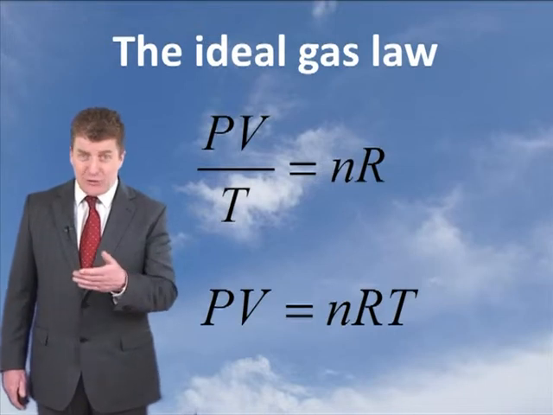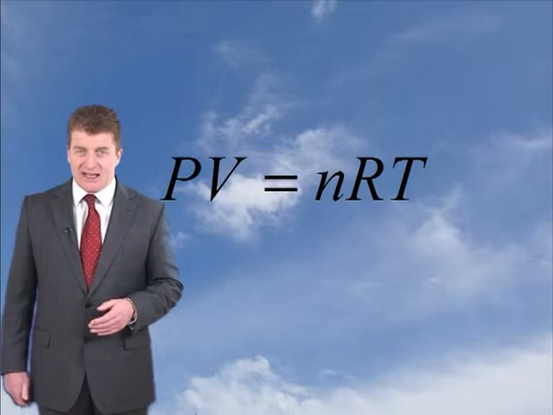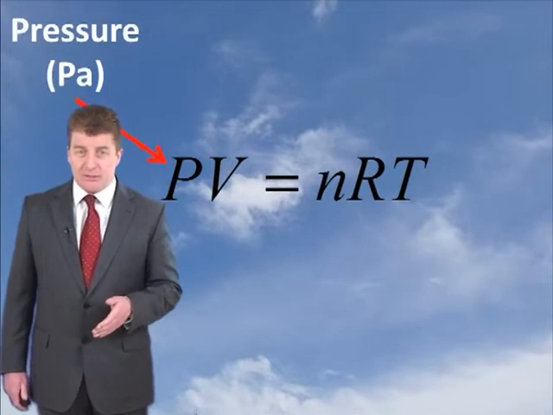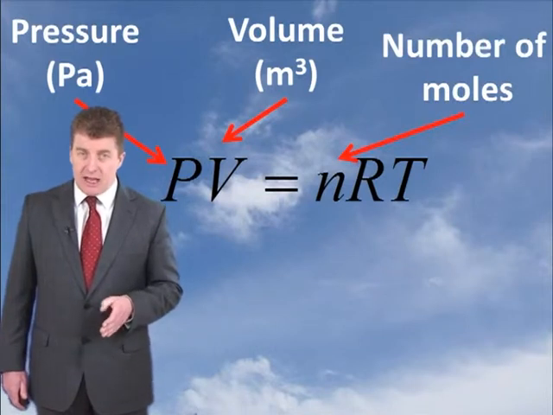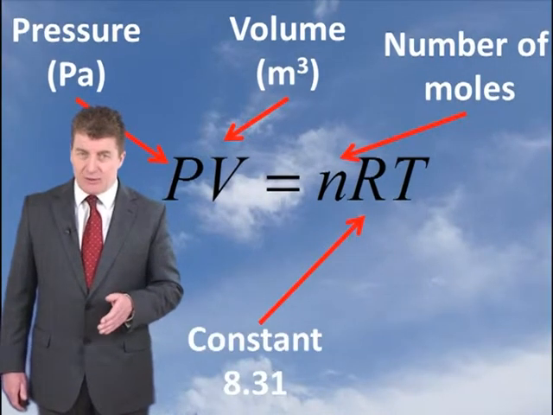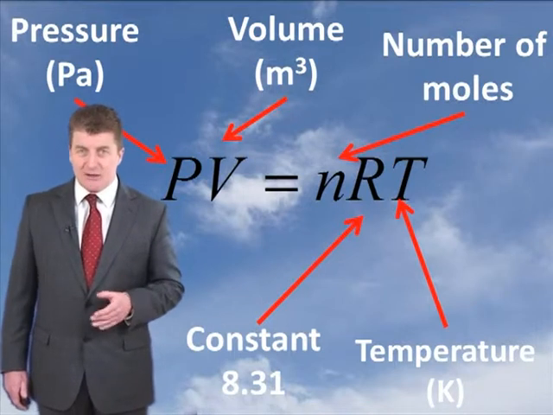I'm going to go through an exercise to understand how you can apply this. PV equals nRT. Don't forget, P is the pressure in pascals, V is the volume in meters cubed, n is the number of moles, R is the constant, which is 8.31, and T is the temperature in Kelvin. So that's the ideal gas law.